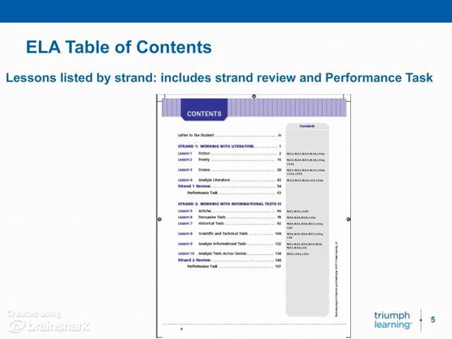Here you see an example of an English Language Arts table of contents. The lessons are listed by strand. They include the strand review and performance task. On the right-hand side, you'll note that each Common Core standard is detailed and highlighted.